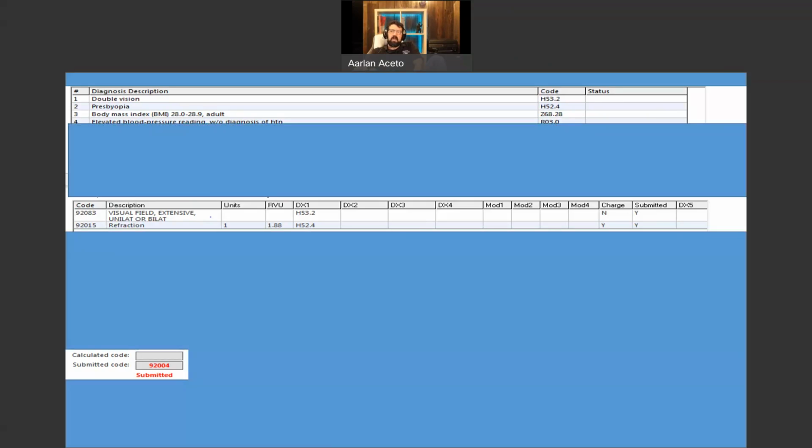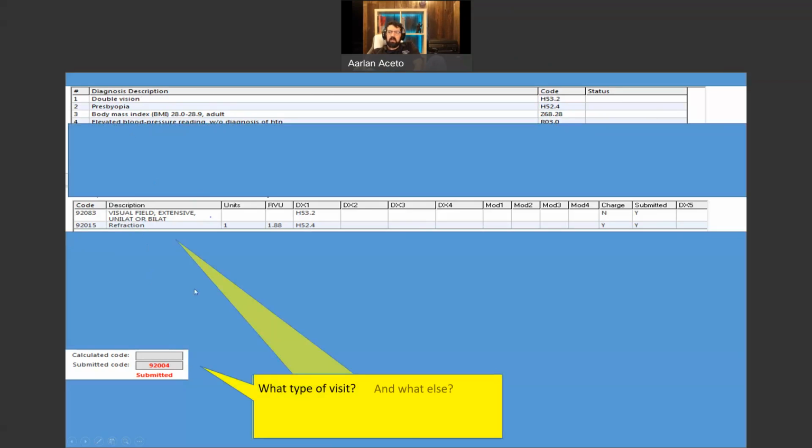There's three things you're looking at. What did you do? Why did you do it? So here, this was a doctor's office, and they said, hey, we did an eye exam for them. This is an eye exam for doctors. We did some extra testing. We did a refraction. We figured out what their eyeglass prescription was. And then why did they come to see us in the first place? Double vision, presbyopia. You get the idea.